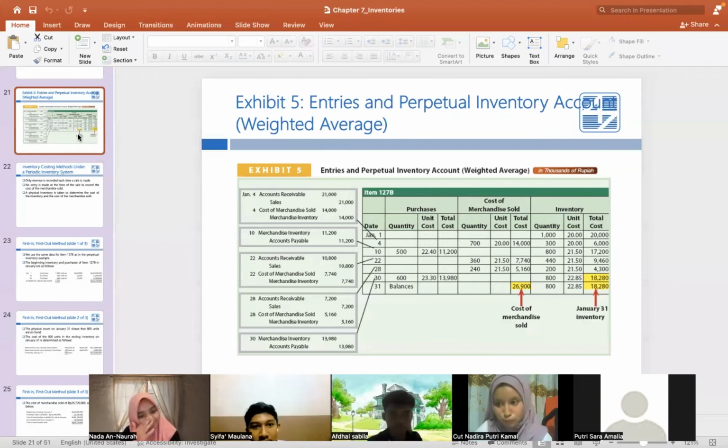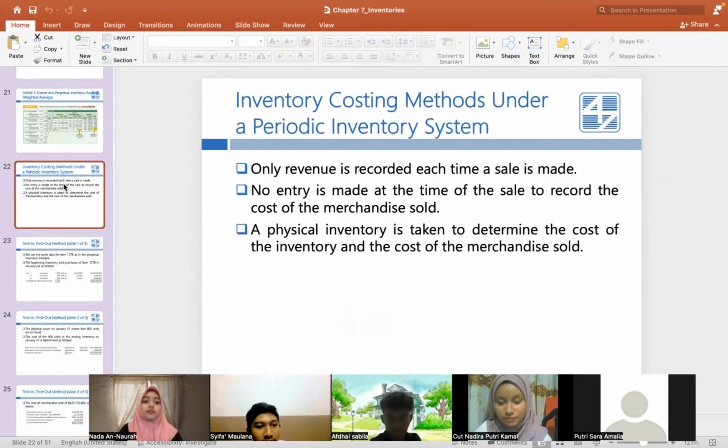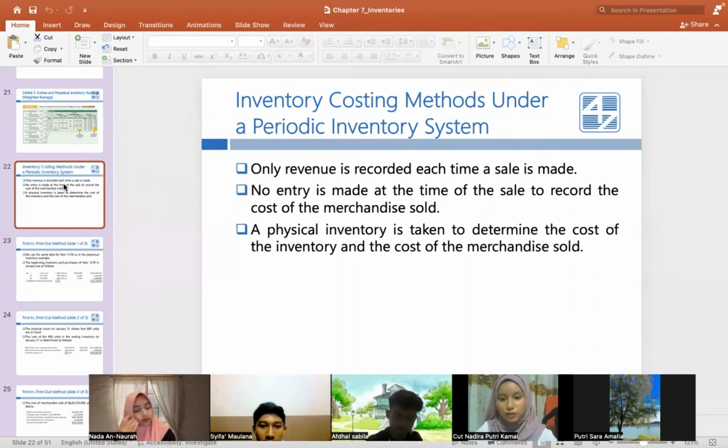These are the entries in the perpetual inventory account for the weighted average. So for the inventory costing method under a periodic inventory system, revenue is recorded each time a sale is made, and no entry is made at the time of sale to record the cost of the merchandise sold. A physical inventory is taken to determine the cost of the inventory and the cost of the merchandise sold.